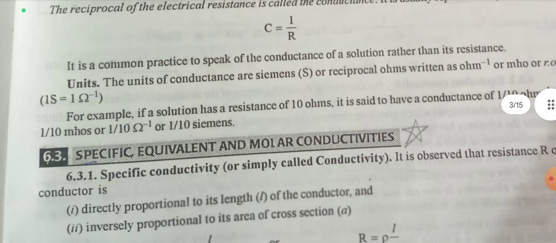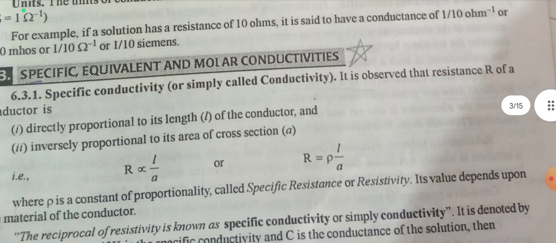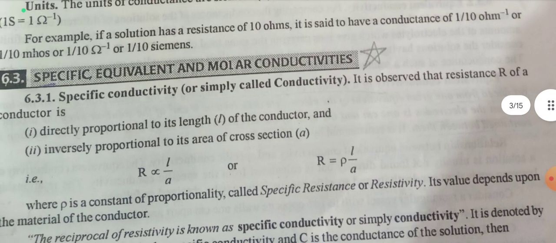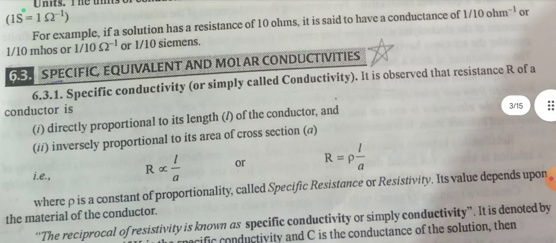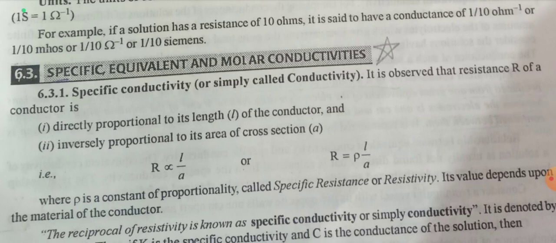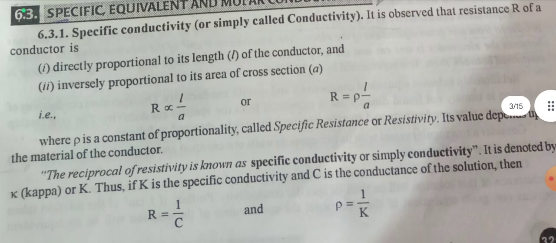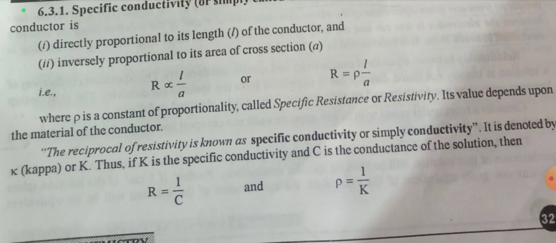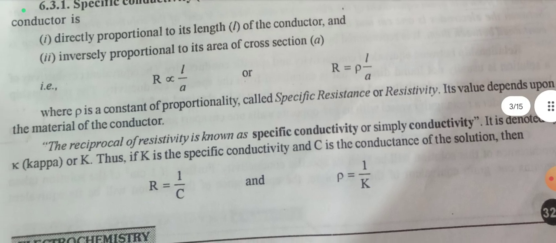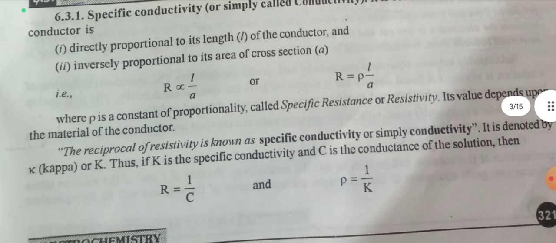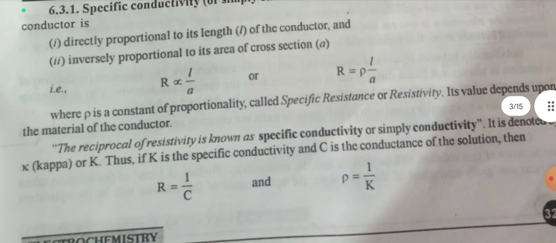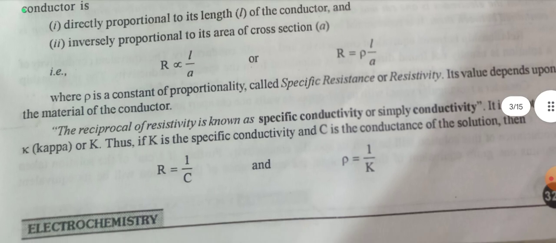Specific, equivalent or molar conductivity. Specific conductivity, or simply conductivity: it is observed that the resistance R of a conductor is directly proportional to its length l and inversely proportional to its area of cross section A, where rho is a constant of proportionality called specific resistance or resistivity. Its value depends upon the material of the conductor. The reciprocal of resistivity is known as specific conductivity, or simply conductivity. It is denoted by kappa, and thus if kappa is the specific conductivity and C is the conductance of the solution, then R is equal to 1 by C.